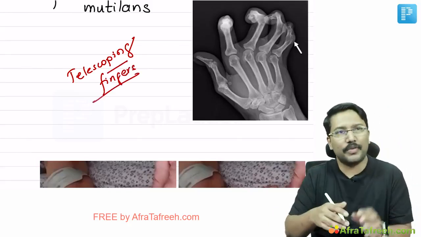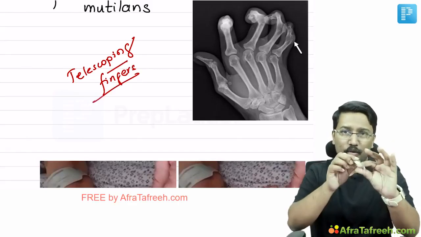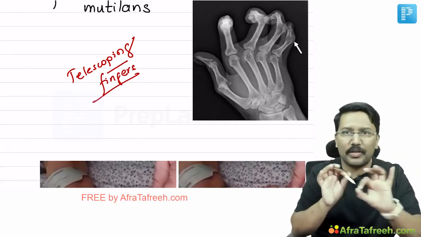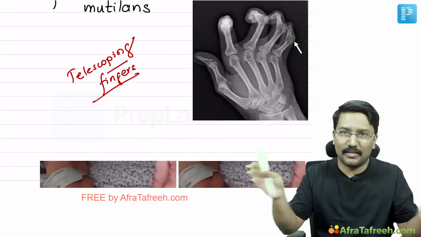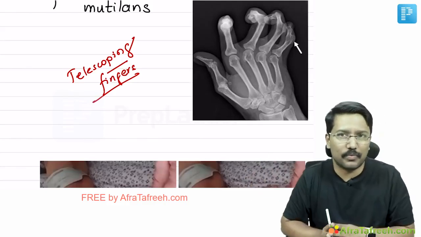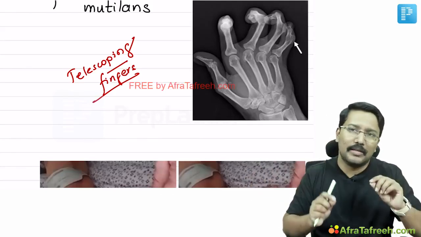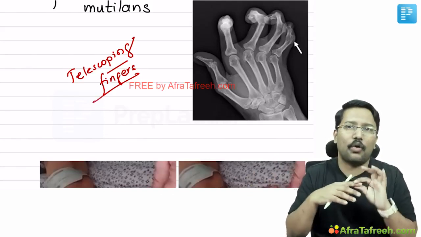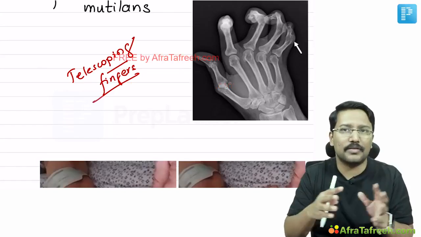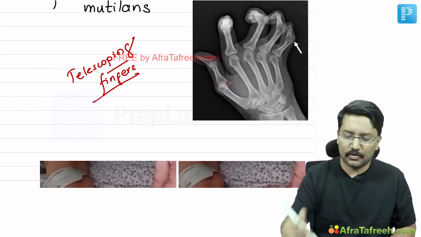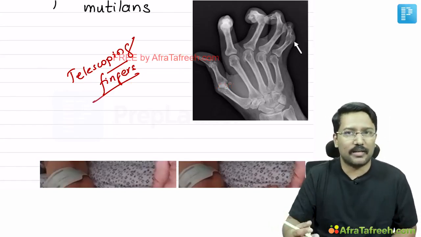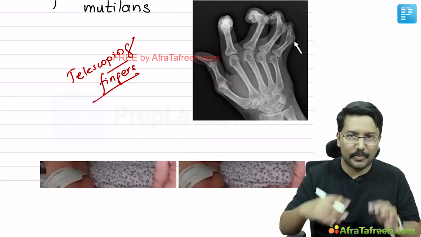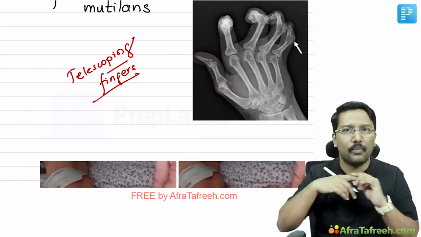You know telescope, right? So when you're looking at a distant object, you can stretch it out or put it back. Right? You can increase or shorten the length of the telescope, the viewing chamber. Similar to that, the affected joint digits can be shortened or lengthened. And that is what is known as telescoping of fingers. That is because of the severe mutilating arthritis. So the joints are severely damaged and fingers can be pushed in or pushed out.